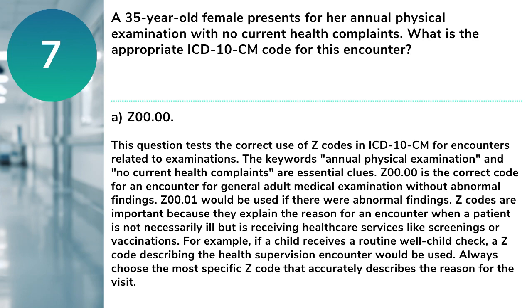Z codes are important because they explain the reason for an encounter when a patient is not necessarily ill but is receiving healthcare services like screenings or vaccinations. For example, if a child receives a routine well-child check, a Z code describing the health supervision encounter would be used. Always choose the most specific Z code that accurately describes the reason for the visit.